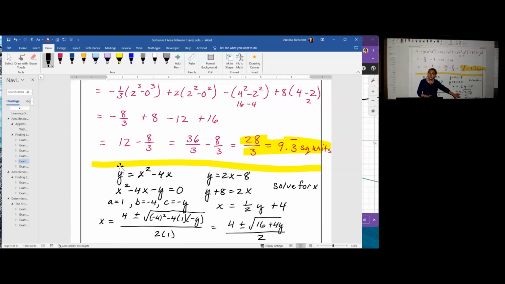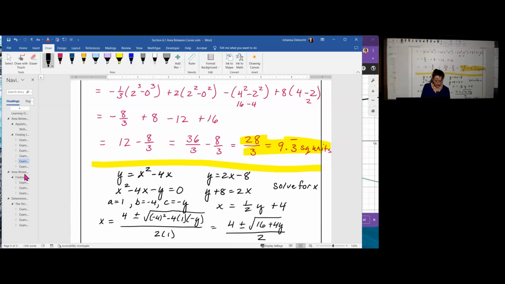We could do it with u substitution. Note that we could let u be 16 plus 4y, and we could find du, which would be 4 dy. It can be done, but in this case, despite having to split it into two regions to integrate with respect to x, it is better than having to use the quadratic formula and integrating this more complicated integrand.